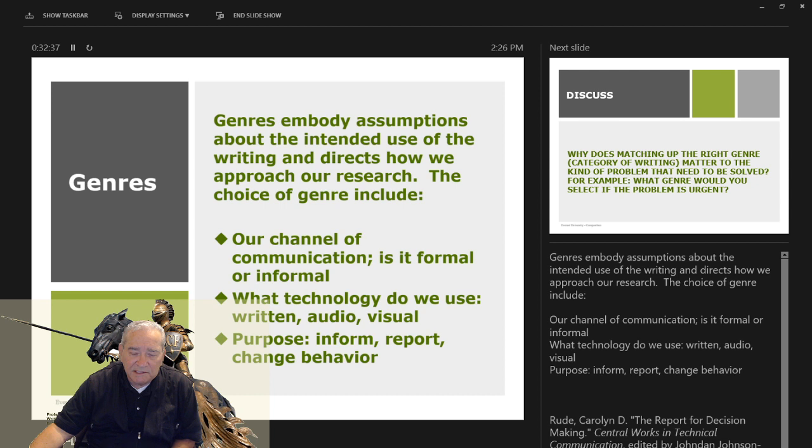So genres assume these when it comes to our approach to writing, and direct how we approach our writing. Some of the things that we have to consider is our channel of communication. Is it formal or informal? Formal communication would be more likely used in business and academics, and informal, but a lot of businesses today can be very informal. Personal communication is often informal. What technology do we use? Is it written, audio, visual, and what other kinds of technologies are coming along? What are those, heliograms, or whatever those kinds of things are? What's the purpose? Is it to inform? Is it a report? Is it to change behavior?